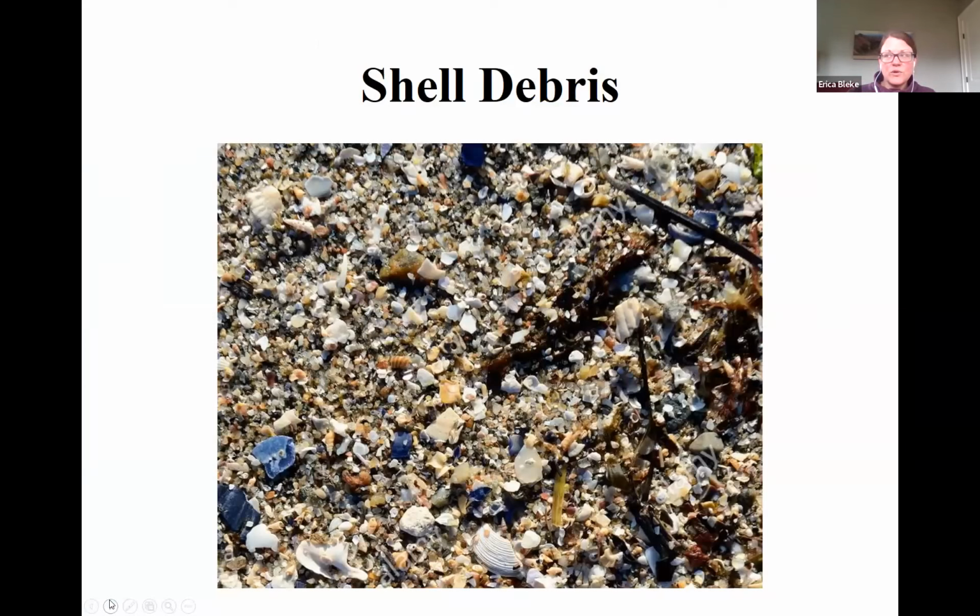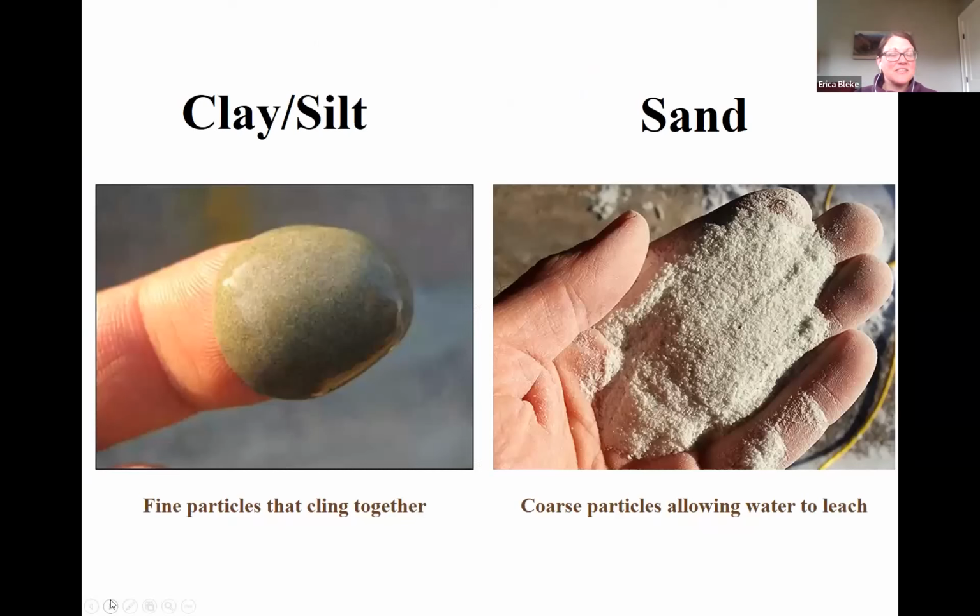And then the last thing I want to talk about are the substrate types. Most substrate we mark just by size. Shell debris is a little different, and shell debris is pretty easy. If you see a broken shell, that's shell debris. And the rest are mostly by size. This, I think, is the hardest.